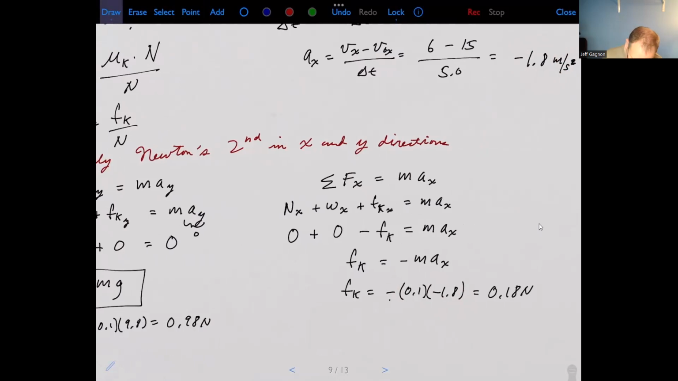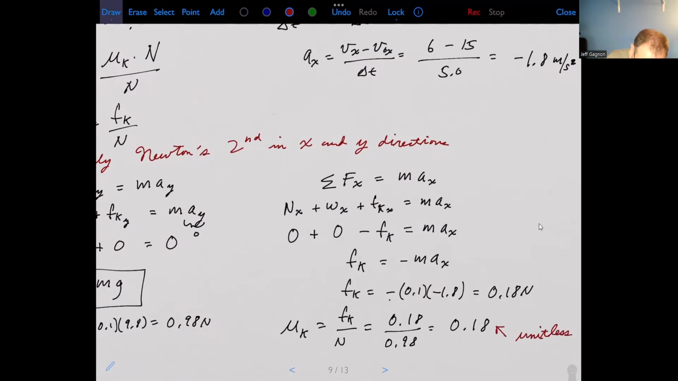And now finally, I can solve for mu k, which is what I really want, that coefficient, right? It's going to be fk divided by the normal force. So it'll be 0.18 divided by, and the normal force is 0.98. And that turns out to be around 0.18, I guess, in this case again. So 0.18. And remember, there are no units for the coefficient of kinetic friction. It's unitless. It's just a number.